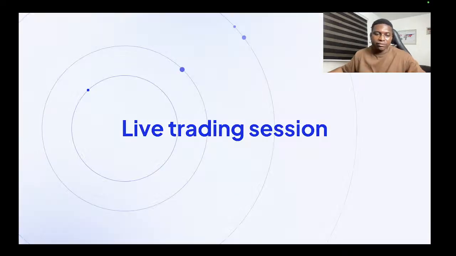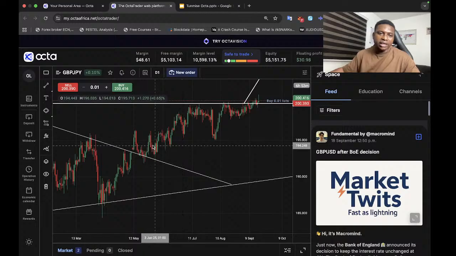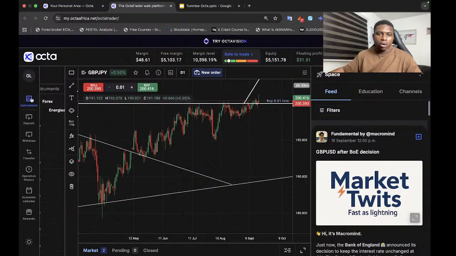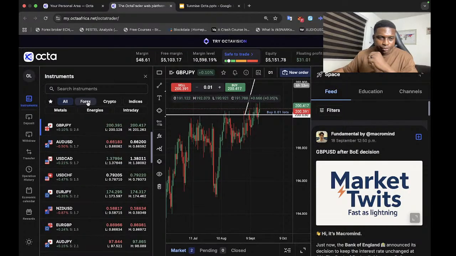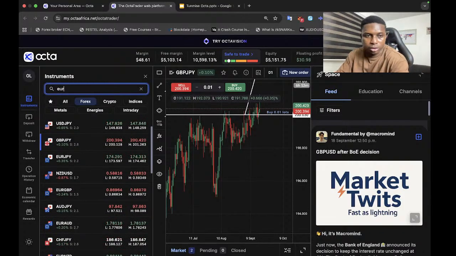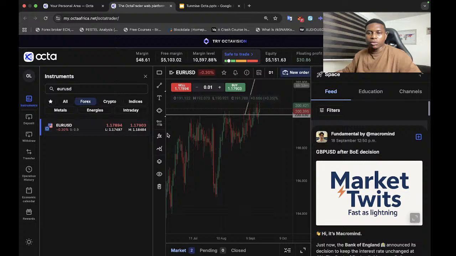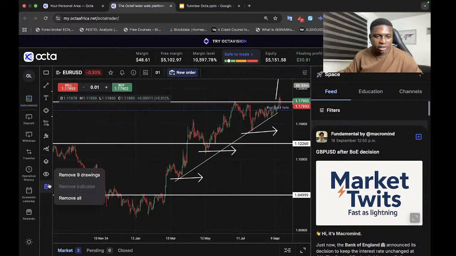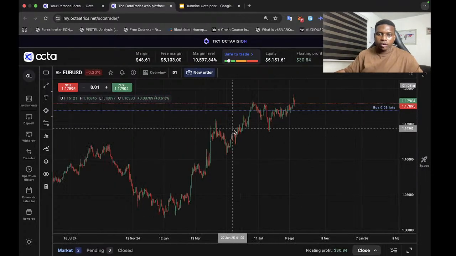All right, so let's have a deep dive into the live session. So here we are in our Octa trader app. Here we'll be exploring Euro USD. So we come here and type Euro USD. All right, so we go Euro USD. Good. So let's clear this out. Awesome.